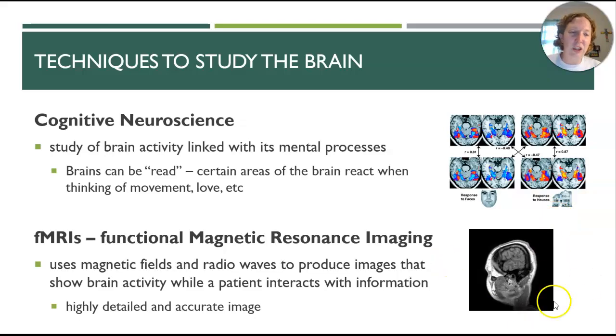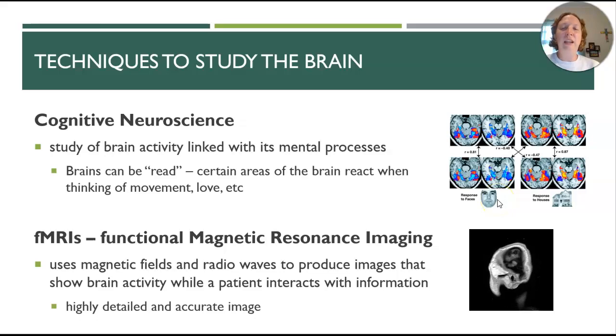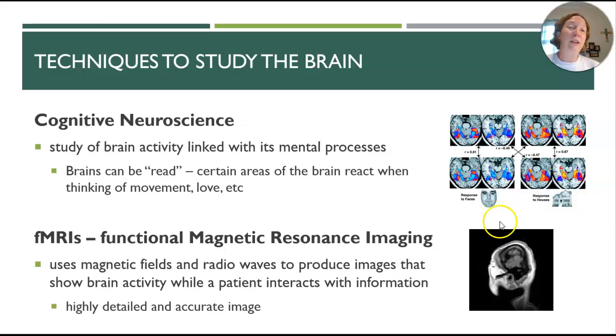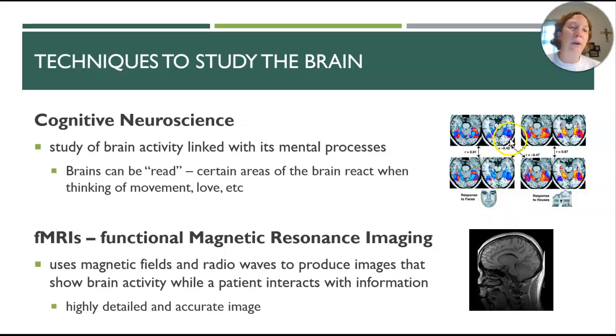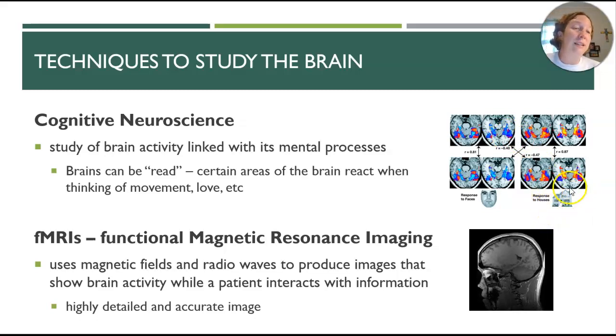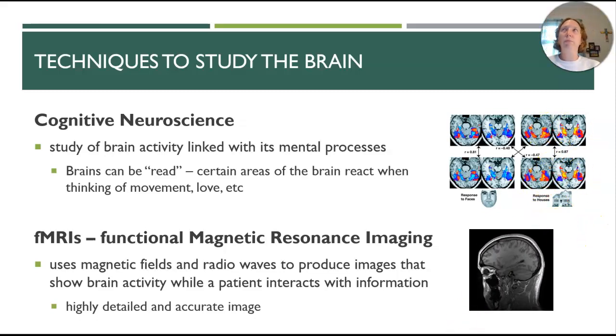So looking at, this is just a cool MRI graphic, but let's look above it. When a patient is in an fMRI machine and the patient is instructed to look at pictures of faces, these parts of the brain light up. And when the patient was asked to look at pictures of houses, these parts of the brain light up. Through exercises like this and research like this, scientists have been able to start to map the brain to see what happens where. fMRIs are highly detailed and accurate images of the brain.